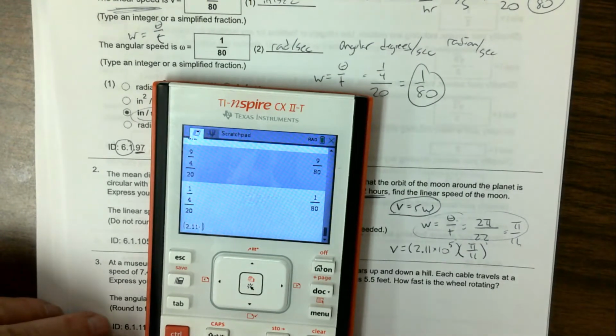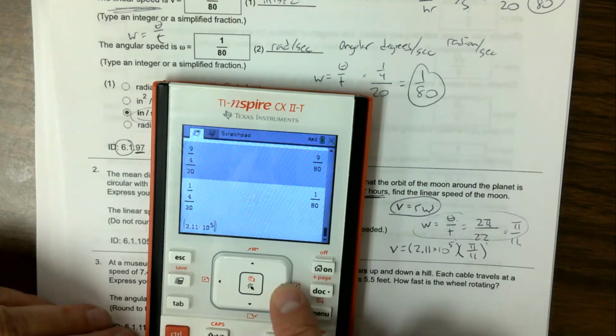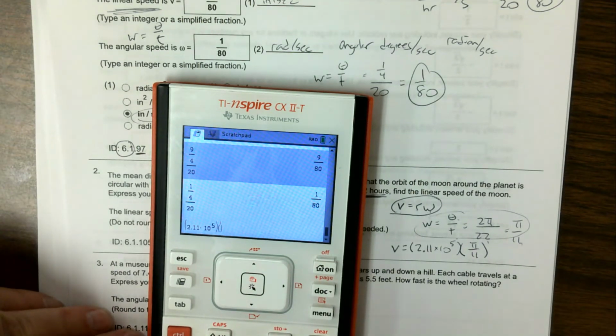2.11 times 10 up arrow 5 times pi over 11. Control enter.